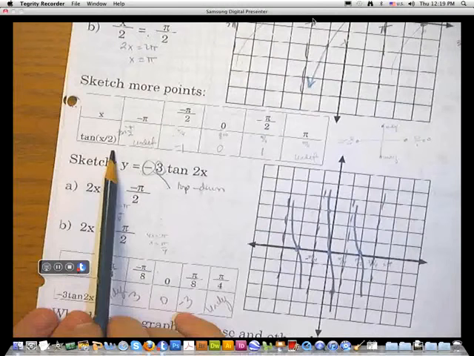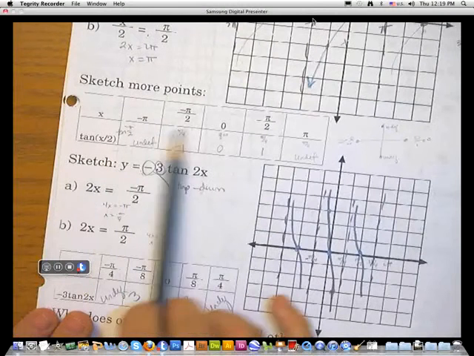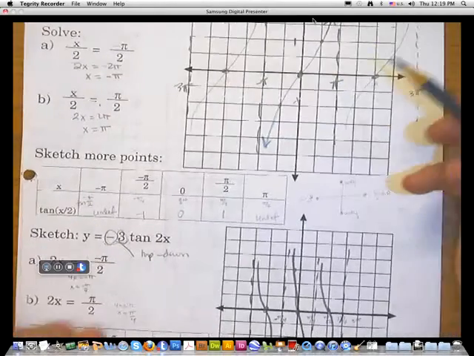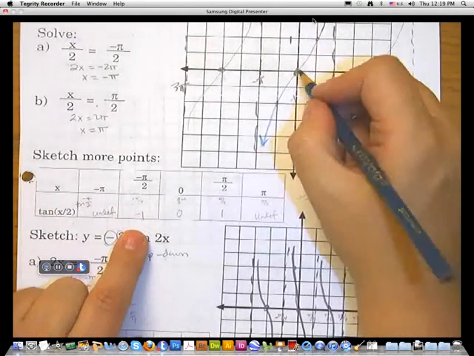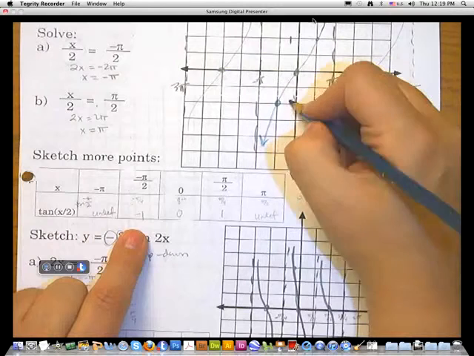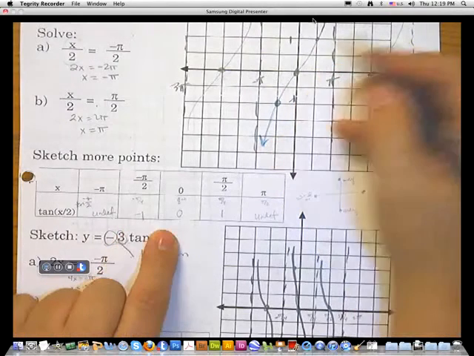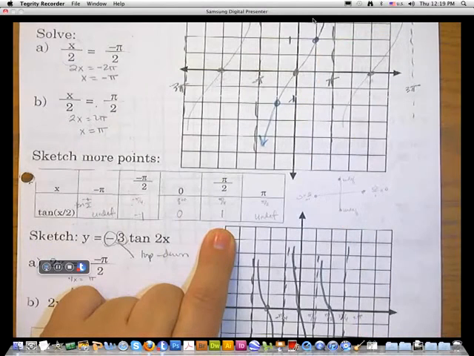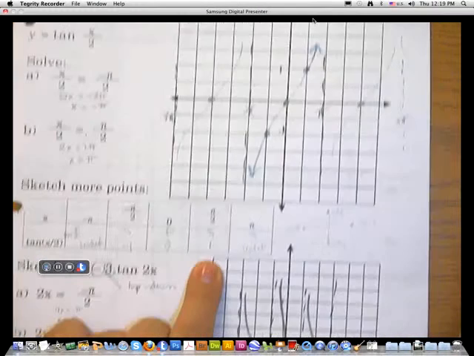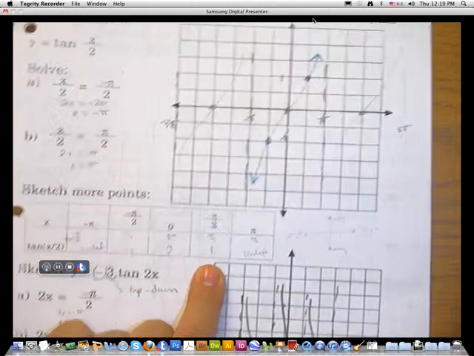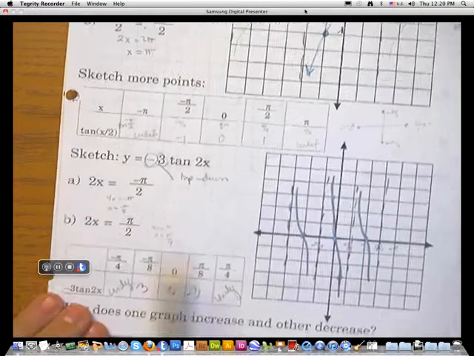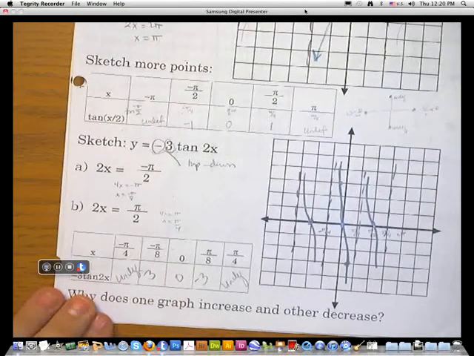Here we have sketching some more points just so that you can come up with a more accurate graph. So here at negative pi over 2, there's my negative 1. 0. At pi over 2, we have positive 1. Just gives a more accurate curve and a more accurate graph. And when it comes to these tangent and cotangents, you will be asked to fill in a t-table accordingly.